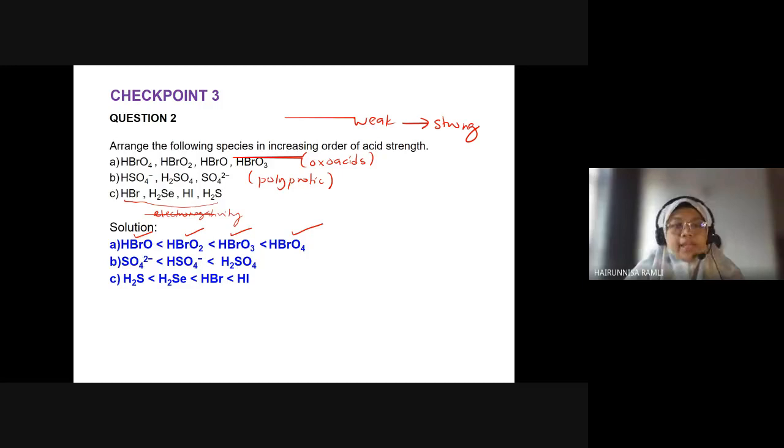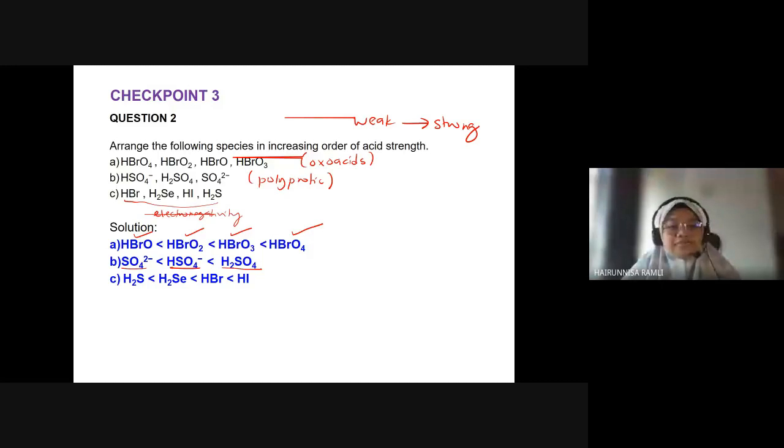Lagi tak ada hydrogen, of course lah lagi susah nak jadi acid kan. Dia tak favor pun jadi acid kat situ. Okay, so kat sini because highly negative charge, dia weak acid eh. We consider as weak acid lah. So this is weak. HSO4 and then H2SO4.